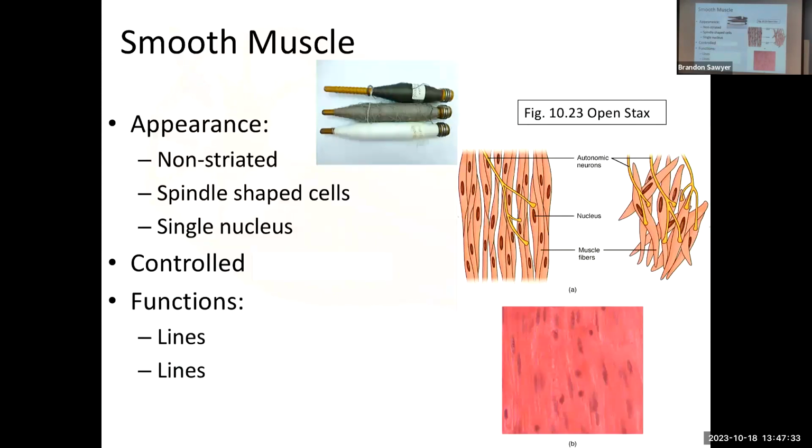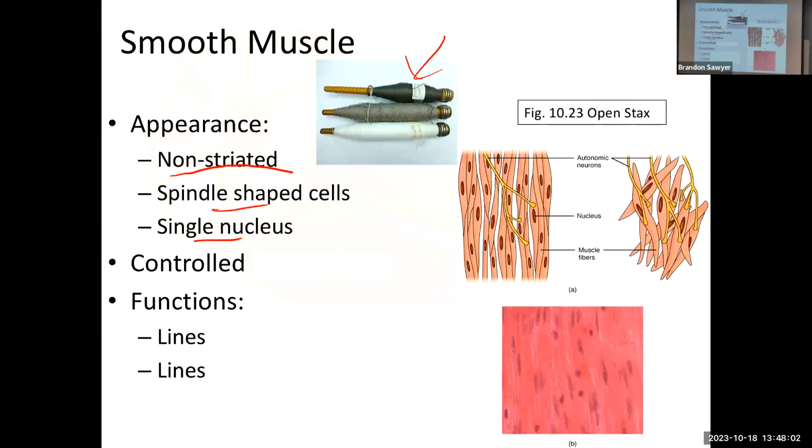So smooth muscle cells. We'll look at some of the characteristics of these here. They're non-striated, which means they don't have stripes in them. That's why it's called smooth muscle, because it looks nice and smooth. They're spindle shaped. Those are spindles. That's why I put the little image of spindles there. It's just spindles of thread or yarn. Really, the idea is it's bulging in the middle, and then it gets smaller on the two ends. And they only have one nucleus.